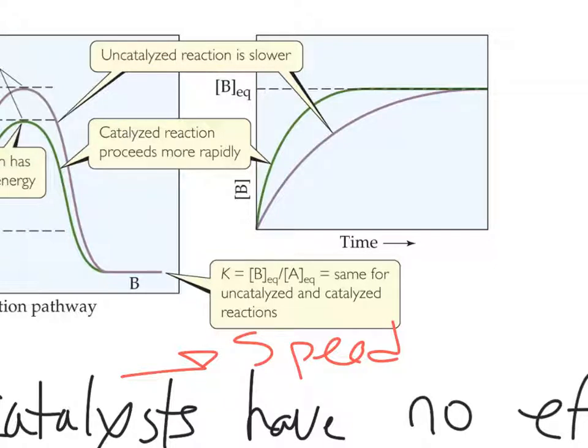But the catalyzed or uncatalyzed have no effect on the K constant itself, because K is still determined on concentration of B over A, not the speed at which the reaction reaches equilibrium.